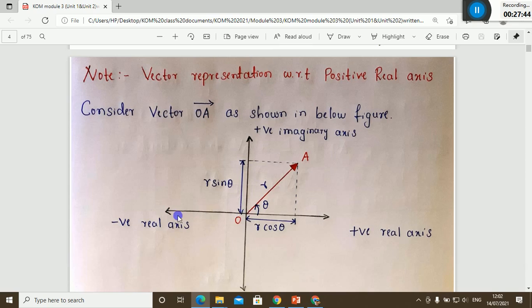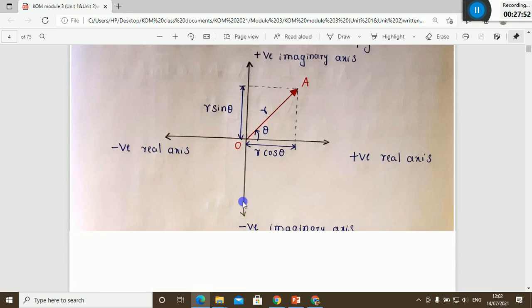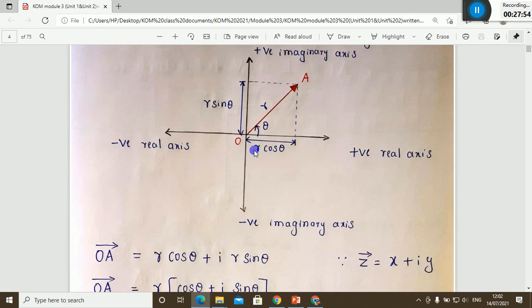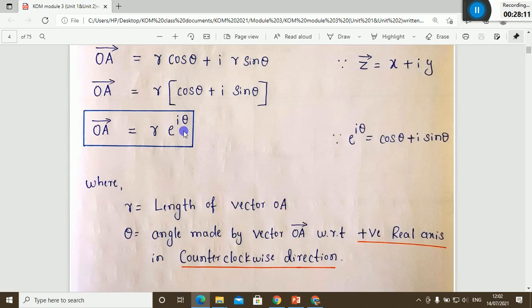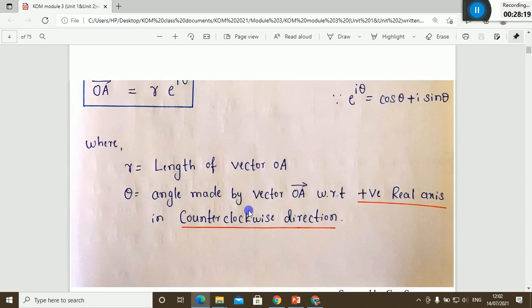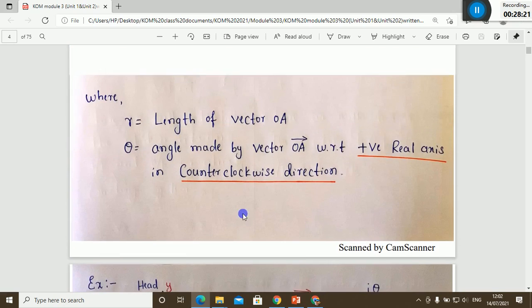So this is the negative real axis, and in the vertical direction, the y direction above O, I'll consider this as the positive imaginary axis, and this is the negative imaginary axis. And this is the vector OA having length r and making an angle theta in the counterclockwise direction with respect to the positive real axis. So I can say the angular displacement of this vector OA is r e raised to I theta. This is the second formula I have discussed, where e raised to I theta is cos theta plus I sin theta. So if it is clear, I'll solve some exercise problems.